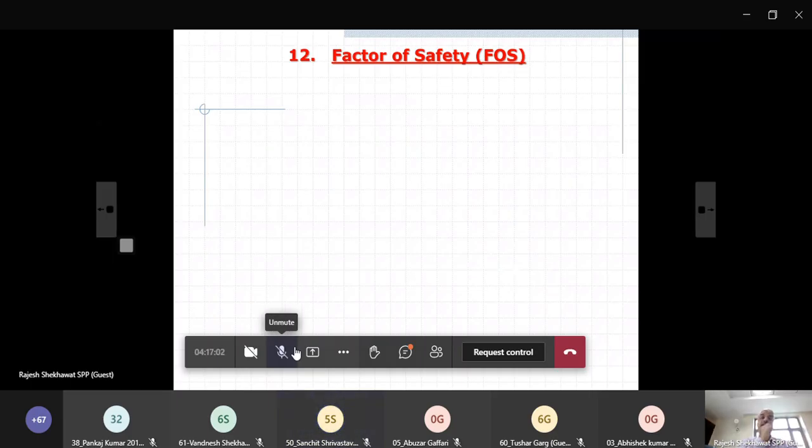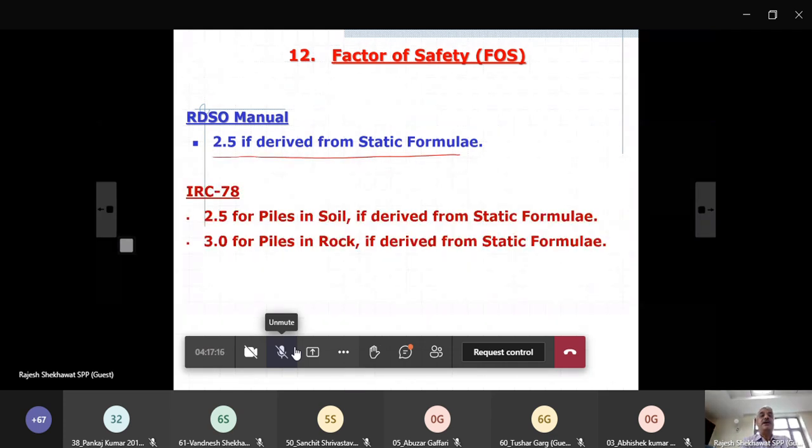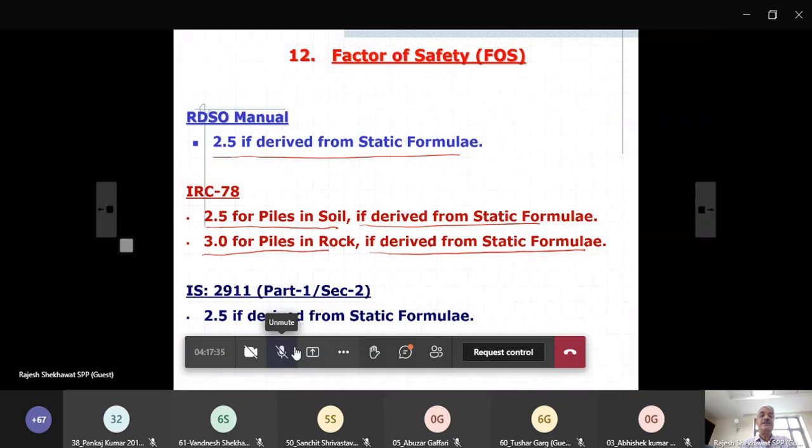Now coming to factor of safety, between the ultimate load and the working or safe load. What should be the factor of safety? The RDSO manual says use a factor of safety of 2.5 if you derived the capacity from the static formula. IRC 78 says take 2.5 for piles in soil and 3 for piles in rock if derived from the static formula. In rock you always take a higher factor of safety, and the IS code says 2.5. So 2.5 or 3, whichever you want, you can take as the factor of safety.